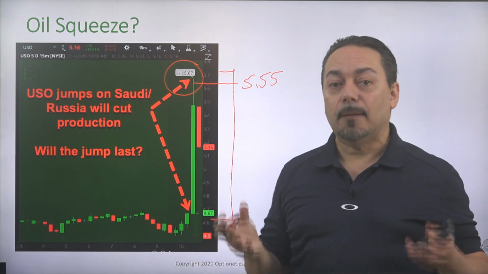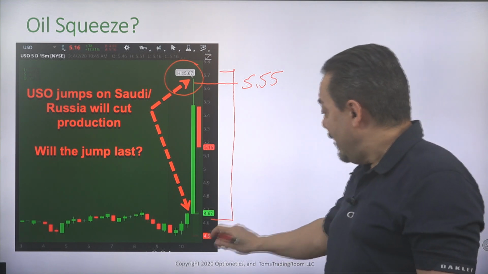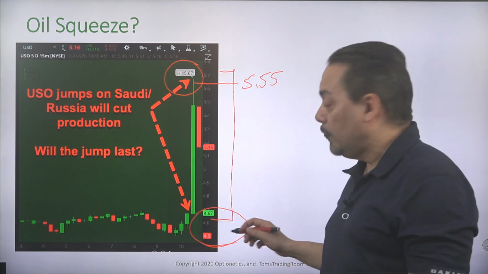But that's not all I'm going to do. I want to create a position that makes sense if USO goes back down to around the 4.50 level, which was the low this morning.